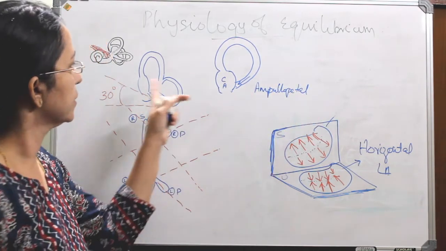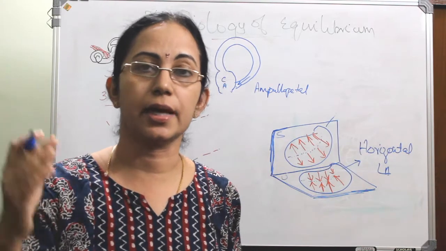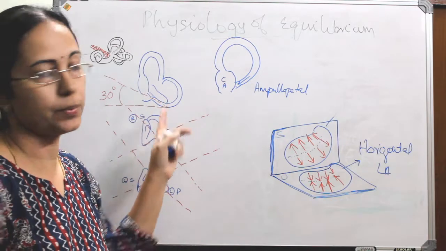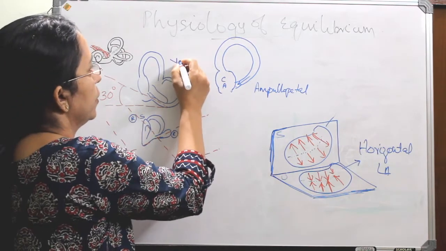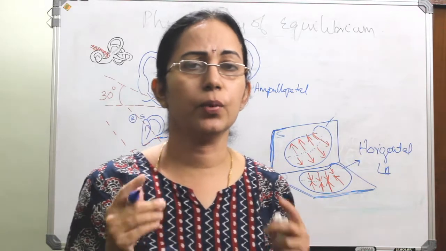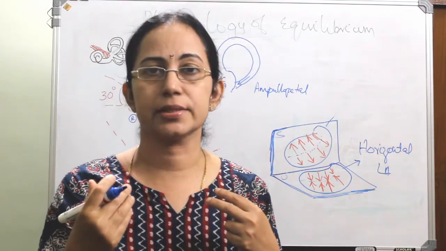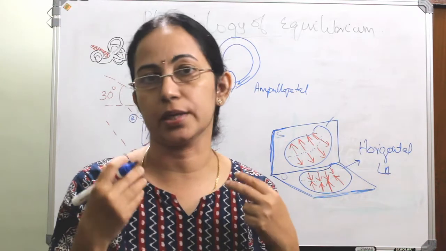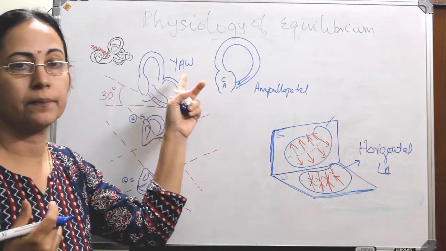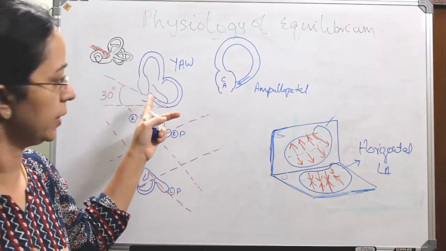Right? So the horizontal semicircular canal, when excited, has ampullopetal movement for depolarization. And this responds maximally to the yaw movement of the head. What is yaw movement? Yaw movement is the movement in the horizontal axis. That is yaw movement, right? So that is best caught by the horizontal semicircular canal.